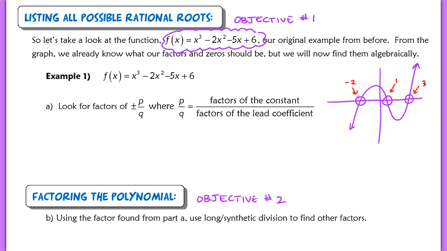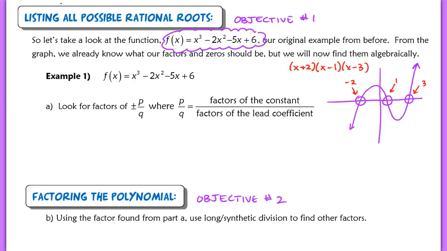So those are the zeros of your function, which then would lead into factors of x plus 2, x minus 1, and x minus 3. Now we were lucky that we were given a graph because that made our job very easy to find our zeros and our factors. But in your problems, when you're asked to factor, you will not be given a graph, so you'll have to be able to find them algebraically.